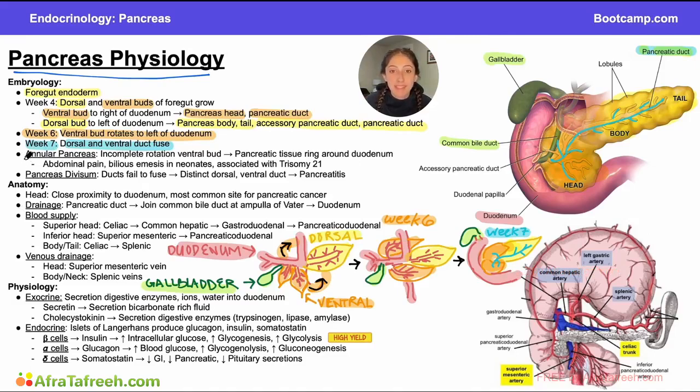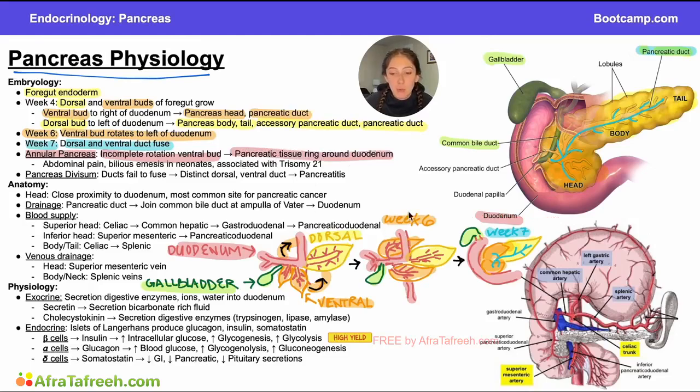But what happens if we have a defect in this process? There are 2 defects you should know about for Step 1. The first is called annular pancreas. In annular pancreas, the problem is we have an incomplete rotation of the ventral bud, leading to a ring of pancreatic tissue that is around the duodenum.